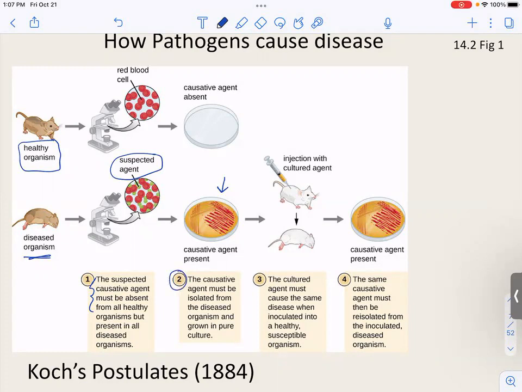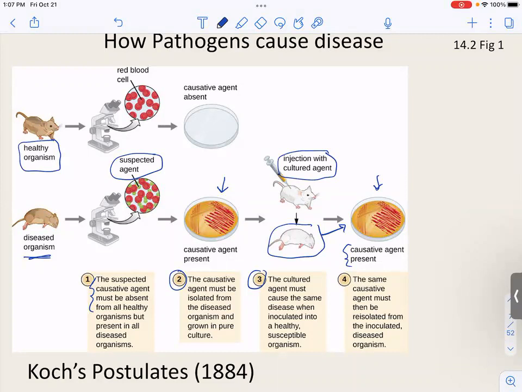You have to be able to grow it up in the lab. Third criterion: if you take that infectious agent and inject it into a healthy susceptible animal, that animal will get the same infection. And if we can isolate that causative agent again out of that diseased animal, then that's proof that whatever agent you grew up is the etiological agent, or the cause, of that particular infection.